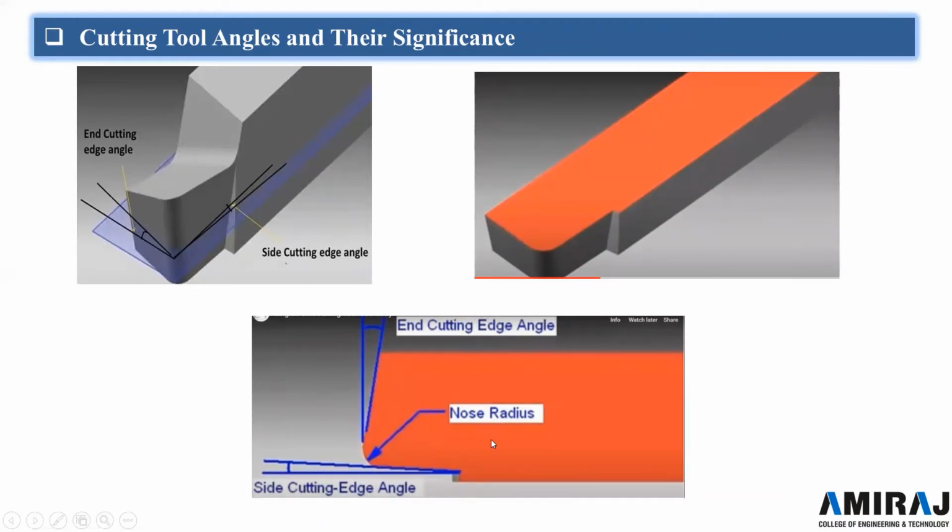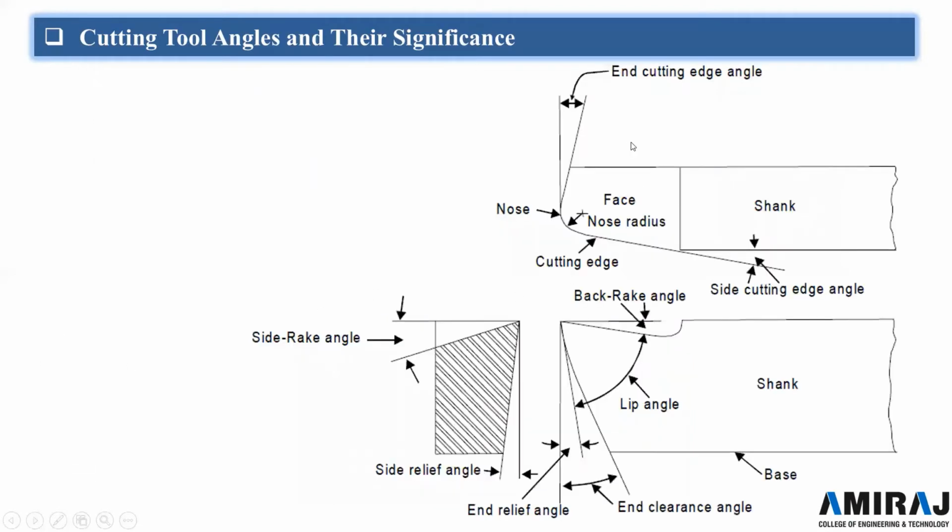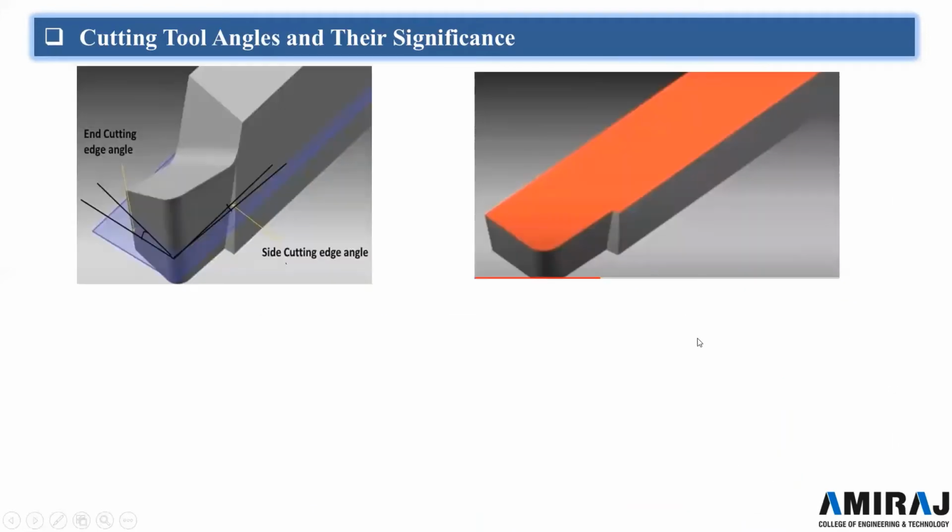You can see from here. So if we combine all the angles, this one is the front view, this one is the top view, and this one is the side view. And here the complete nomenclature of the cutting tool is given. Let me show you once again.